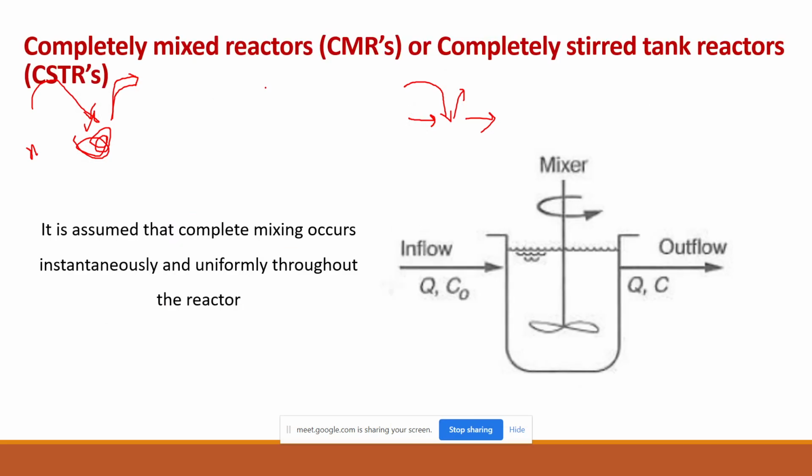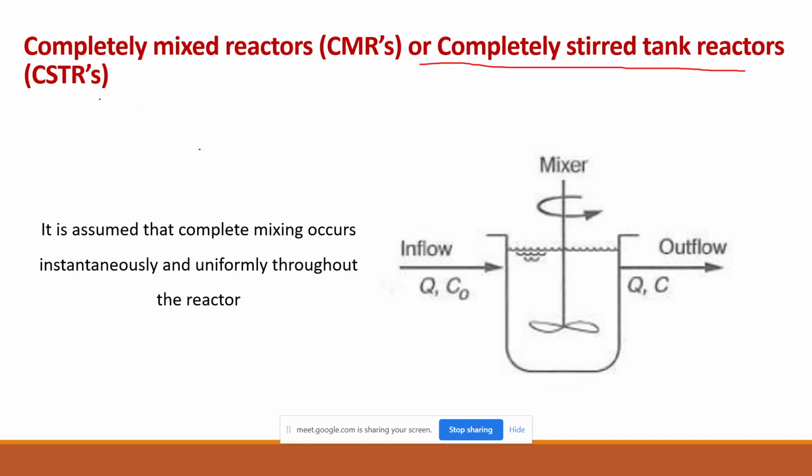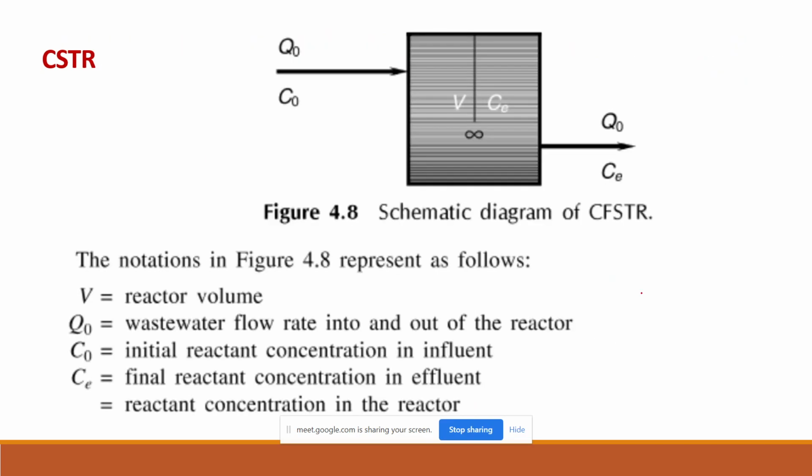Now we'll study CSTR, or the completely mixed reactors. So completely mixed reactors or completely stirred tank reactors, these are very common CSTRs. In this, it is assumed that mixing is taking place continuously and uniformly throughout the reactor. So let's say this is a CSTR. Inflow rate is Q and the concentration of a particle is C naught. And in the outflow, the concentration is C and the outflow is represented by Q. So you see that the inflow and the outflow rates are the same.